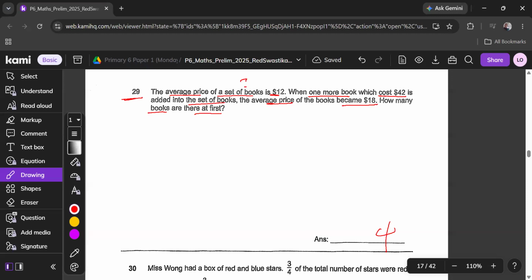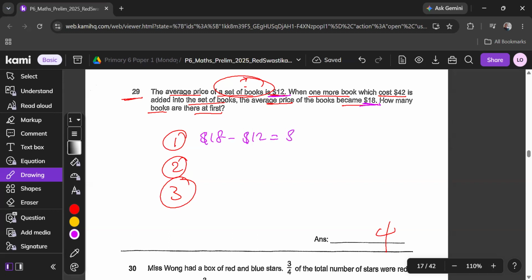How many books are there at first? This is a harder average problem because we don't know how many books there are. Otherwise, we can find the total money. We have talked about this already. If you can't do it, it means you didn't revise your work or you forgot. There are only 3 steps. Remember the 3 steps? We did that at the end of last year. The first step is to compare the average. There's an old average and there is a new average, right? So you take 18 minus 12, and you get the difference.